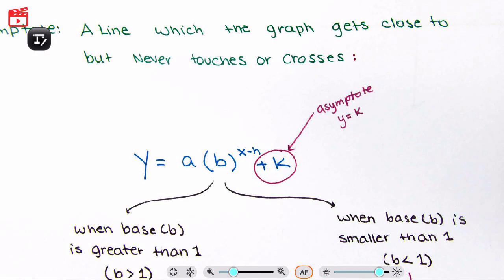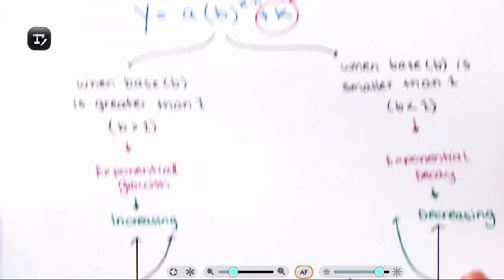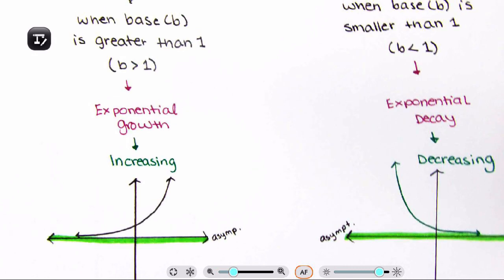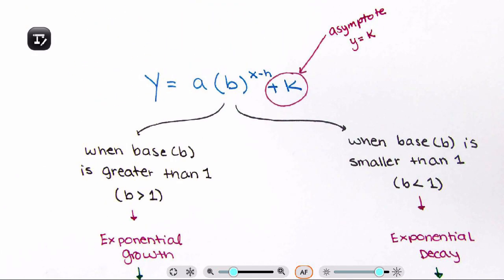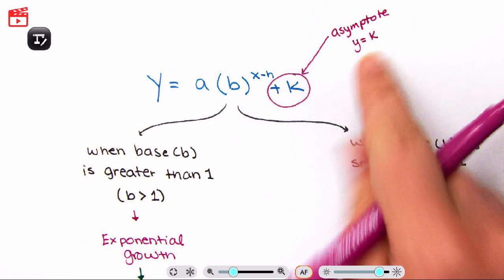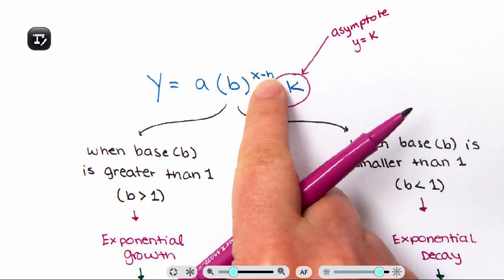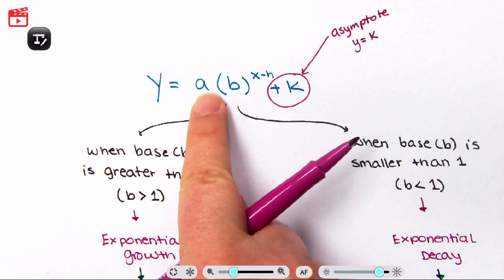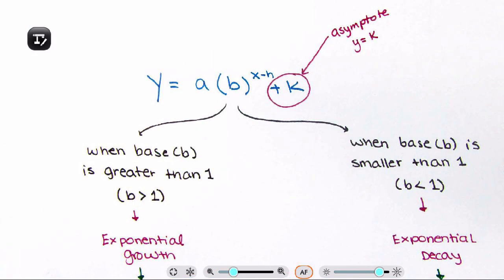Now this k value, depending on what your asymptote is, will change. And so these green lines here will also change depending on what your asymptote is. Just like we did before in transformations, this is your vertical change. So your asymptote is your vertical change. Your h is your horizontal shift. And then your a, again, tells you your vertical stretch or compression of your curve.